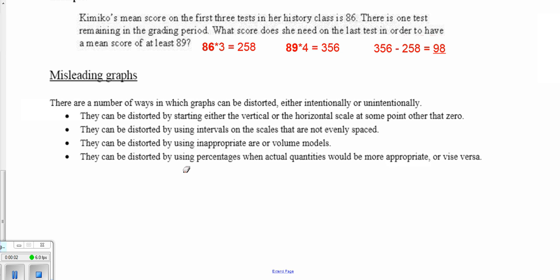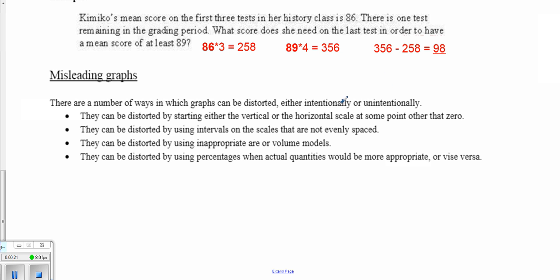All right, continuing on our 5.2 lesson. On our last lesson, we covered mean, median, and mode, and then just barely introduced our misleading graphs. We're going to continue on from there, just discussing our misleading graphs. Now, there are a number of ways that graphs can be distorted, either on purpose or on accident.